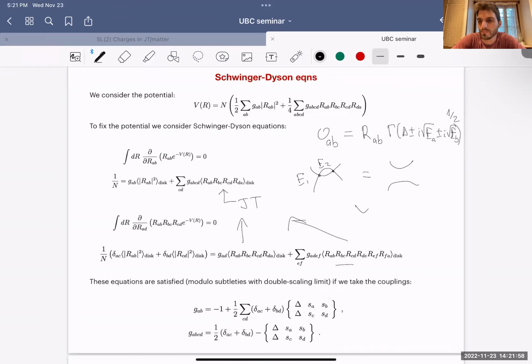And also it's important for satisfying this equation that 6J symbols obey the Yang-Baxter equation as well. So some integrability properties of these 6J symbols are important here.